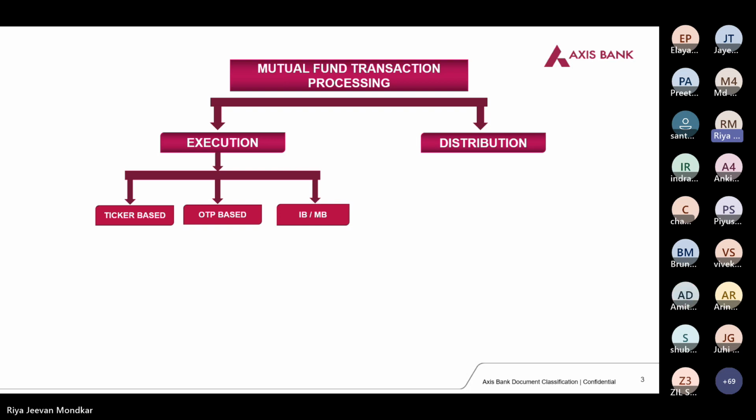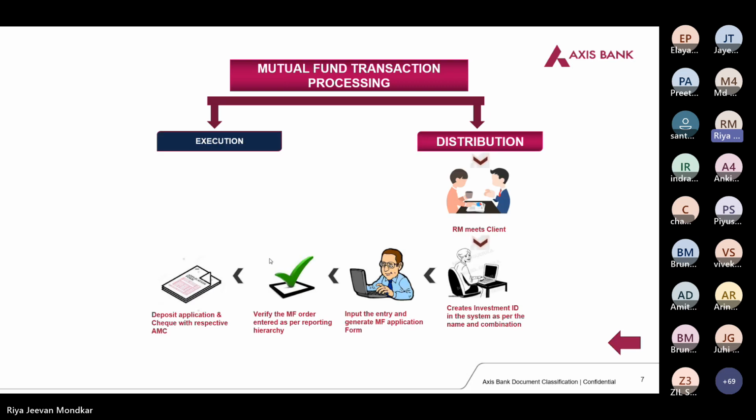Then as I said, for mutual fund transaction processing, the same process has to be followed as where we do the process for activating an investment ID into MF execution mode. There are two modes in our IPS. There is distribution and execution. Whereas in case of distribution, it is a very simple process where paper is most probably used. It's not a paperless process.